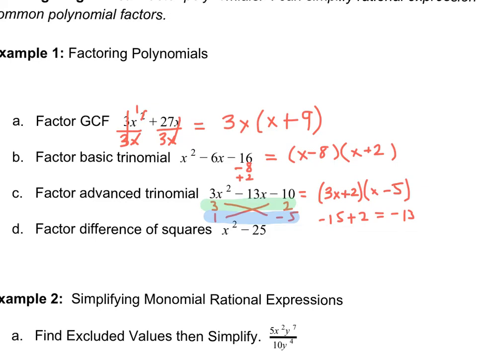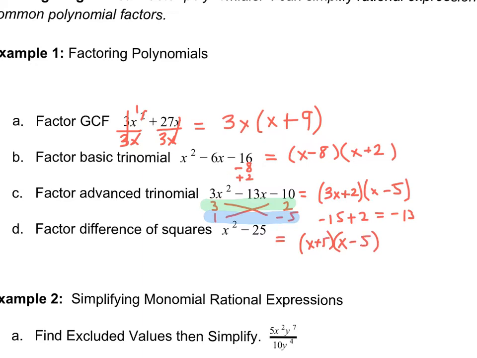Lastly, we have a difference of squares. So a difference of squares will always have two terms, and it'll always have a subtraction. And then the one big thing that you'll notice is that you'll always have a perfect square. Perfect squares are numbers that you can square root to a whole number. Perfect squares will also factor into two binomials, so we'll have our two parentheses. And they factor into two conjugates, so we'll have an x plus and an x minus. And all we need to do now is take the square root of 25, which is 5, x plus 5, x minus 5.